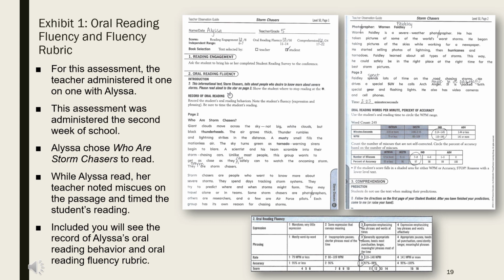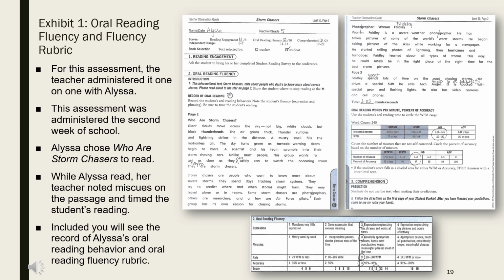While Alyssa was reading out loud, her teacher did 2 things. First, she used the passage that you see here to mark any miscues that Alyssa made while reading. And you can see that if Alyssa corrected a miscue, there's a C next to it that's circled. You can see that on the second page, there's one of those. If there's no circled C, then that means that that's a miscue that Alyssa made while she was reading.